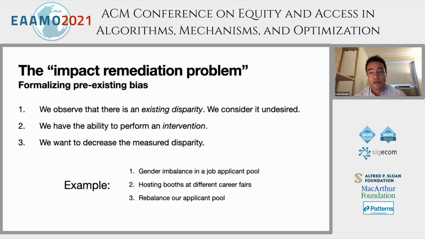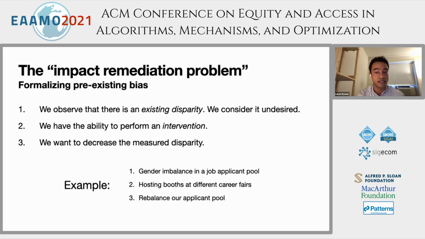We've been calling our problem of interest the impact remediation problem. And the goal in this problem is to find a useful formalization of existing real-world disparities that ultimately will allow us to approach them with algorithmic tools. So at a high level in our formalization, we first observe an existing disparity that we consider undesired. Then second, for now, let's assume we've come up with an intervention that might help. And third, we want to use our intervention to decrease the measured disparity. That's the high-level overview.